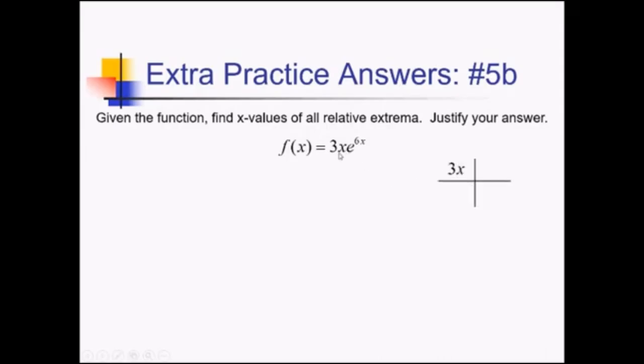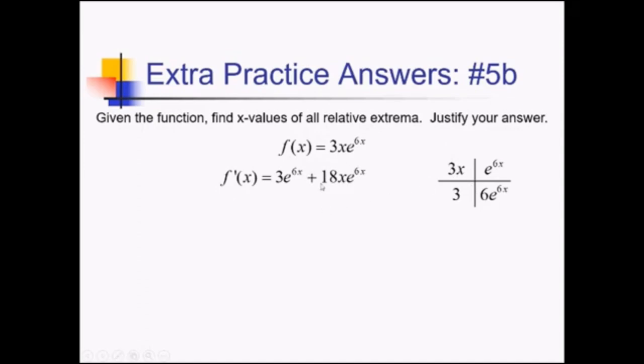I have 3x and e to the 6x, and their derivatives, which for 3x is 3, and we need a chain rule on e to the 6x. That's actually going to be 6 times e to the 6x, multiplying by the derivative of 6x. So now multiplying that out with the product rule, I've got f prime equaling 3e to the 6x plus, let's see, this will be 18x e to the 6x.